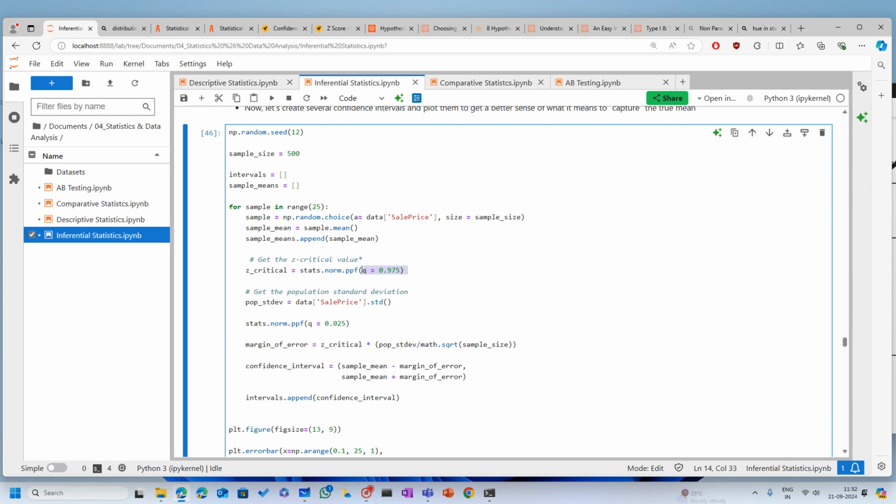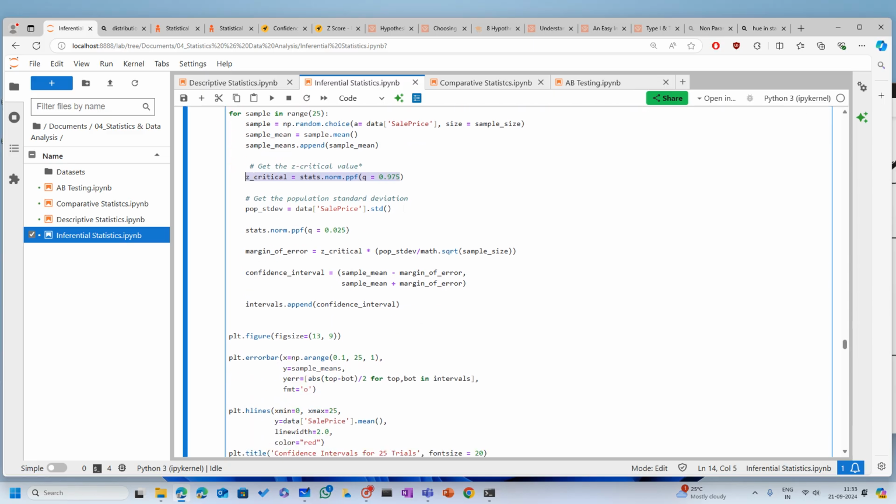So here we have a direct function. If you pass the quantile value, 97.5, if you want to calculate the 97.5 quantile value, you can pass it into this function. You get z critical, and then standard deviation is straightforward. And if you are calculating for the higher value 0.975, you also have to calculate for the lower value 0.025. That also is calculated here.